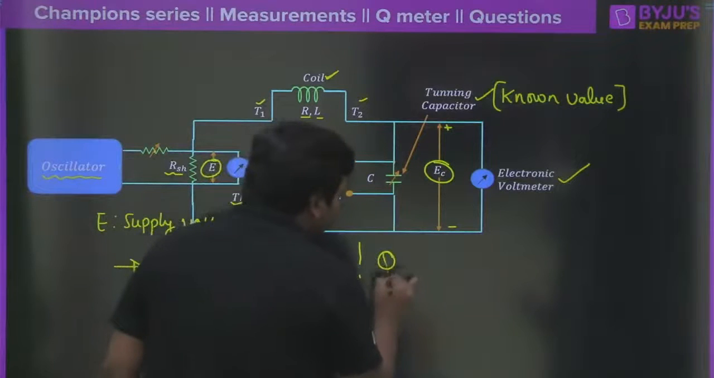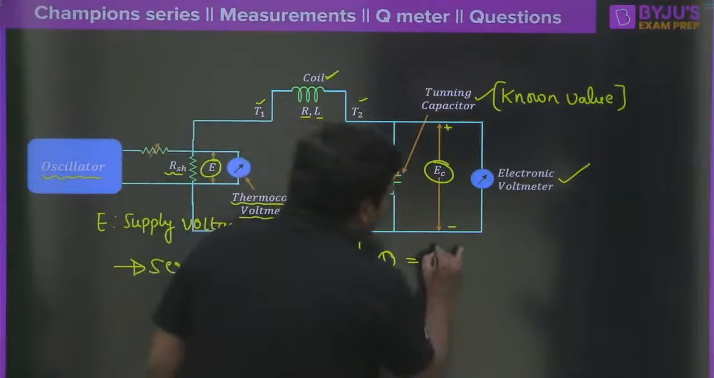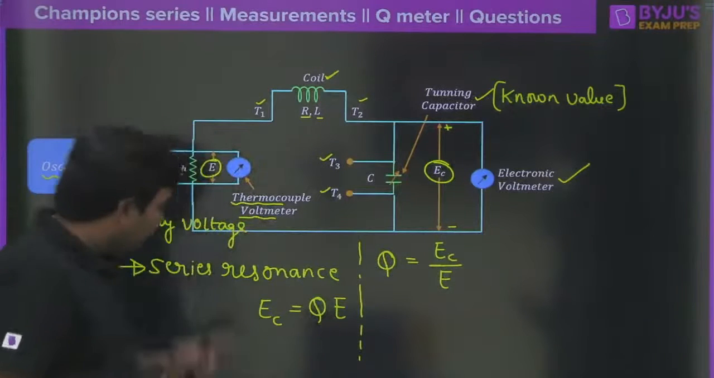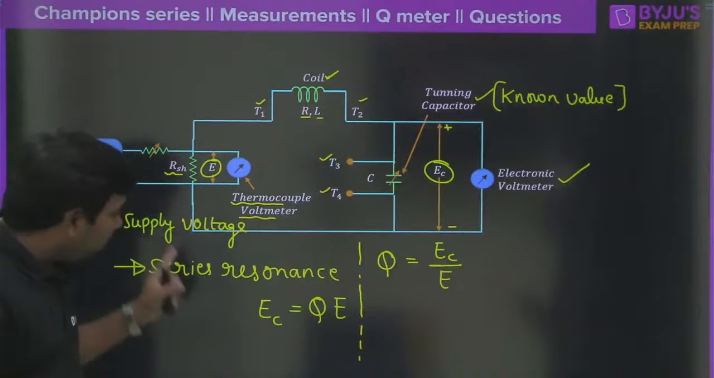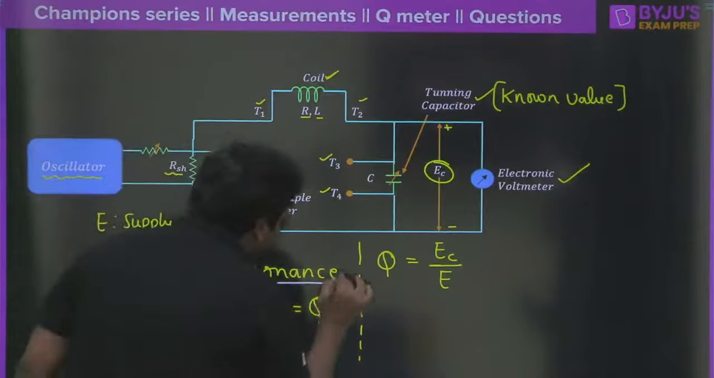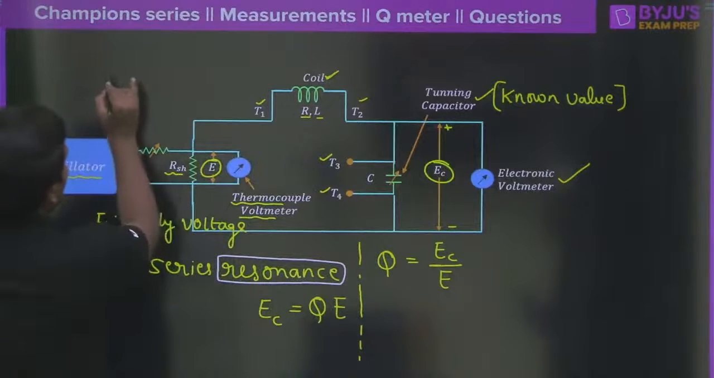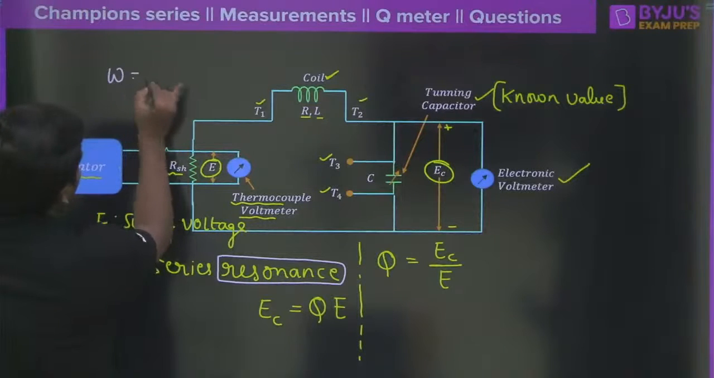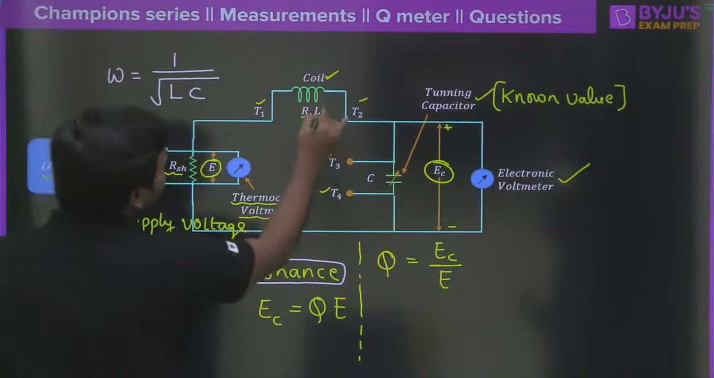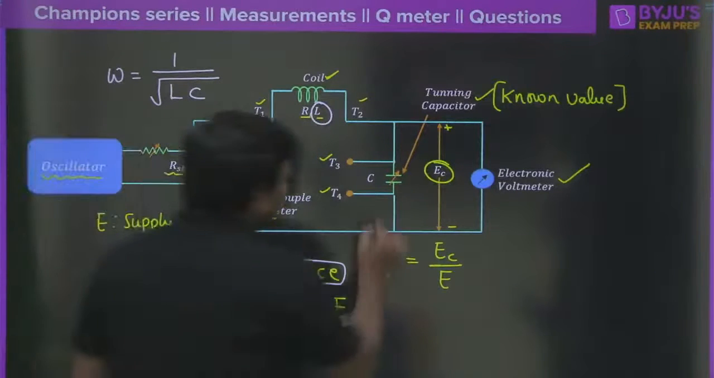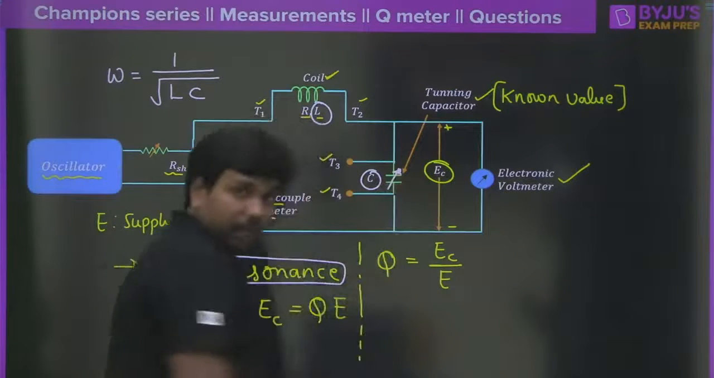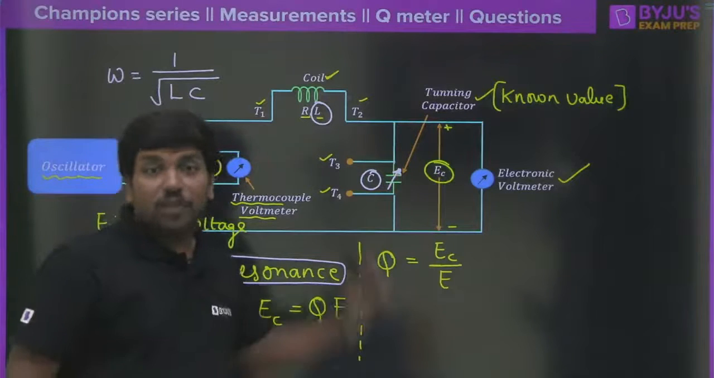The quality factor can be written as the voltage across the capacitor divided by the total supply voltage, and this can be done only at resonance. Please make this condition very clear. This can be done only at the resonance. Interestingly, the resonance frequency is given as omega equal to 1 divided by the square root of L into C, where L is the inductance of the coil and C is the capacitance. We are varying the capacitor such that we get the resonance there.